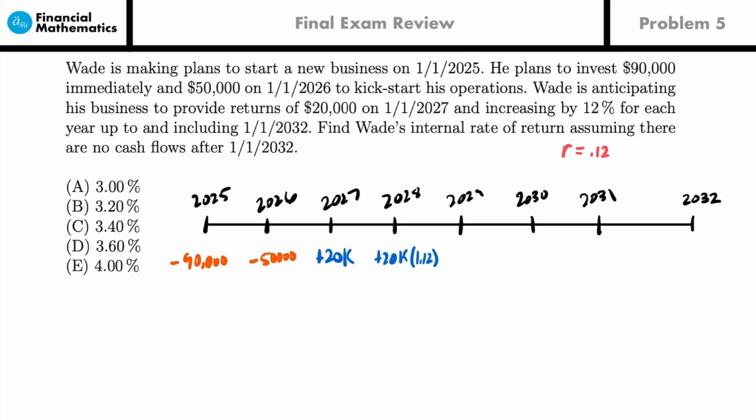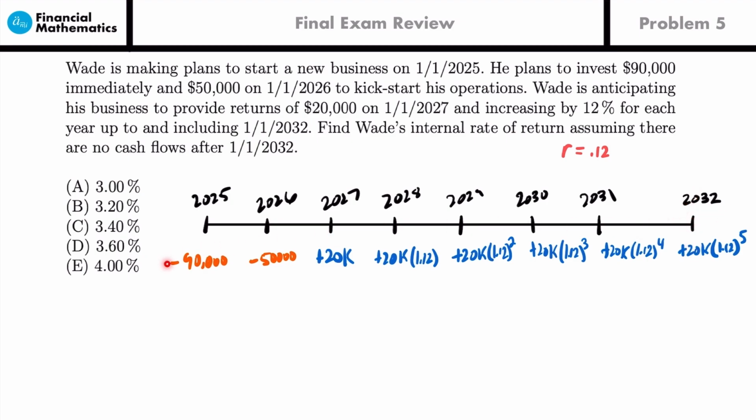And I'll fill that in right now. Okay, so you can see that at 2027, we had the 20,000. Then every year after that, we increase by another 12%. 1.12, 1.12 squared, 1.12 cubed, 1.12 to the power 4, and 1.12 to the power 5 in our final year of 2032.